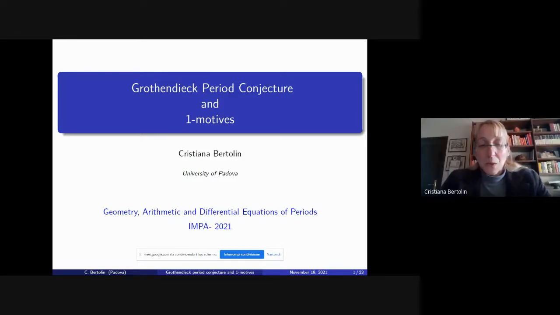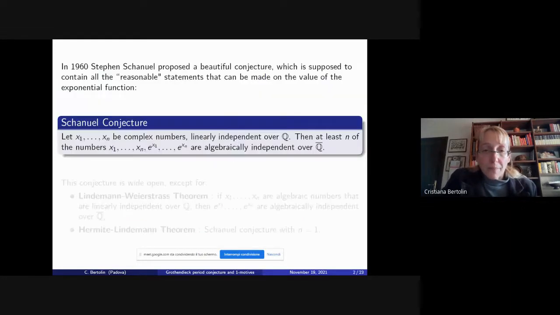Okay. So first of all, thanks for the invitation. I will speak about the Grothendieck period conjecture applied to one motifs. I recall that Schanuel proposed the following conjecture. We take x1, ..., xn complex numbers, linearly independent over Q. Then he said that at least n of the numbers x1, ..., xn, e to the x1, ..., e to the xn are algebraically independent over Q bar. This is the so-called Schanuel conjecture.